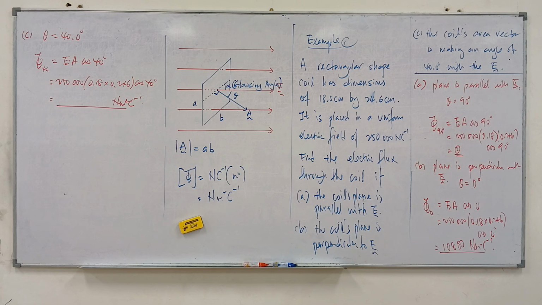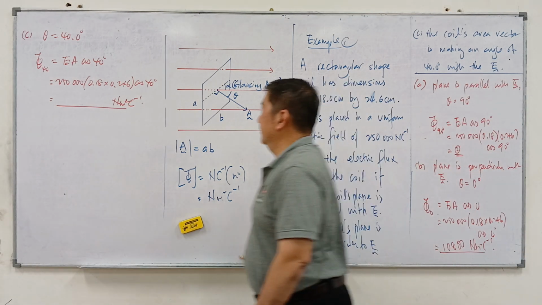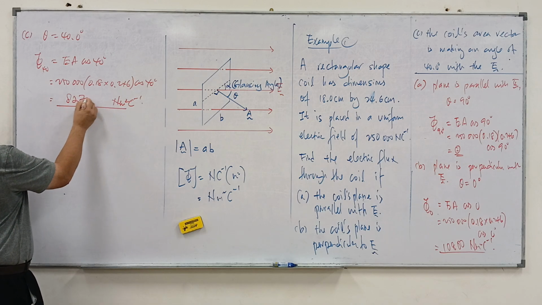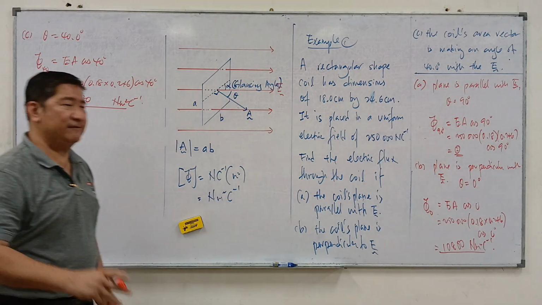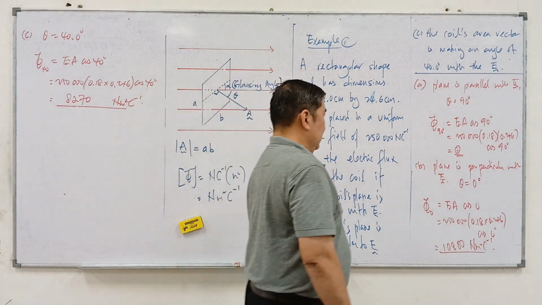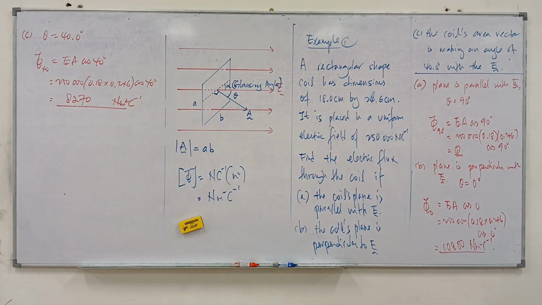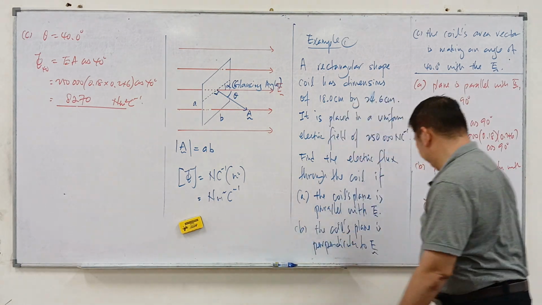8273.30. 8273, 8273 enough. 8273, I will give 70 because 3 significant figures. If I'm 3, that one doesn't matter because it's 0 anyway. Yang 10 salah kan? Berapa yang dapat? 11070.